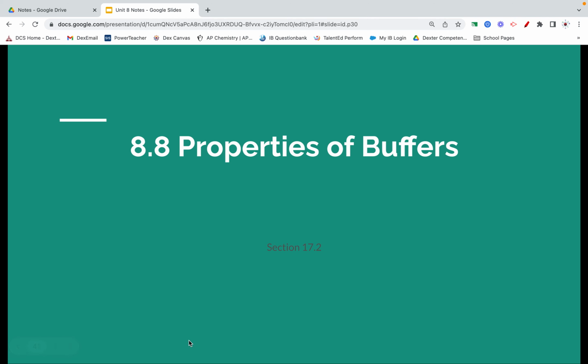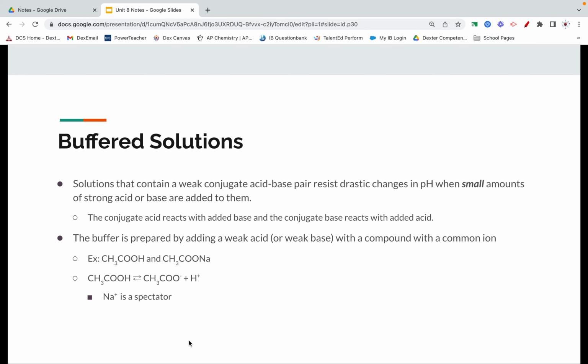(8.8) Properties of buffers. As we talked about previously, buffers resist change in pH. Now, the resisting of changes only happens in small amounts, because the more acid or base, the more likely we're going to overwhelm the equilibrium of our buffer. So essentially, a buffer solution takes advantage of the common ion effect of an equilibrium solution. So we put our acid and a salt with our common ion in the same solution at specific values, and we end up with a buffer.